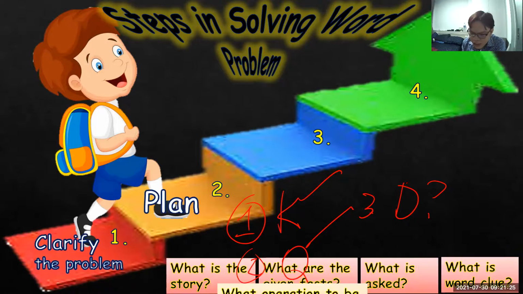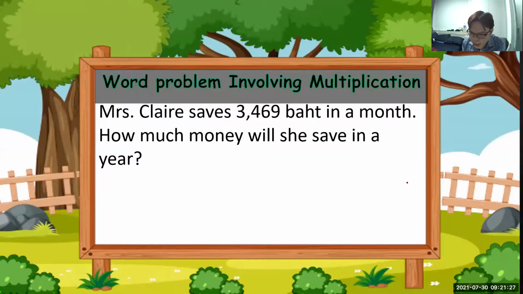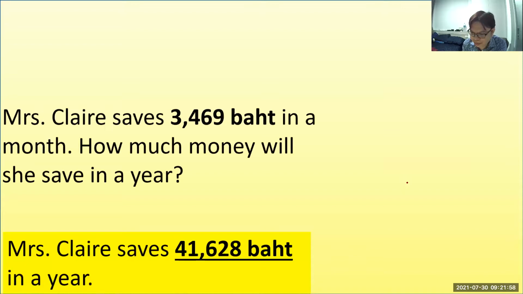So how do we do it? Example: Mrs. Claire saves 3,469 baht in 1 month. How much will she save in a year? Now remember, 1 year, there are 12 months. 1 year, 12 months. So we multiply 3,469 baht by 12 months.